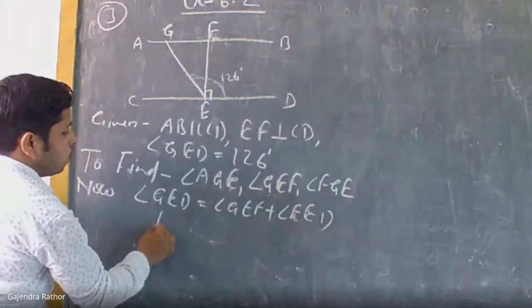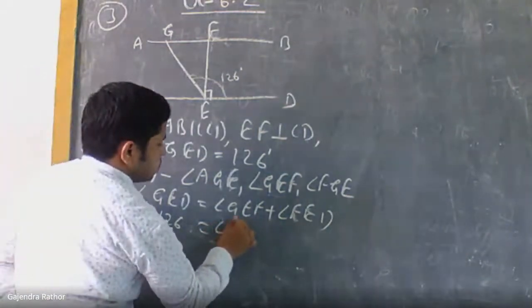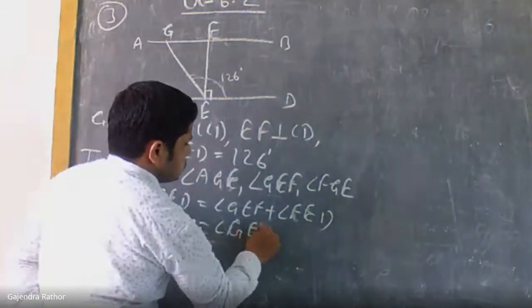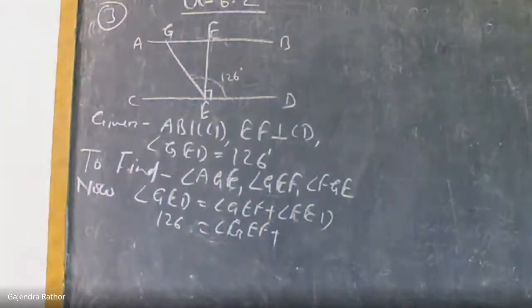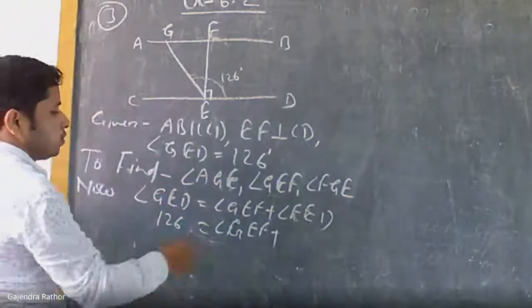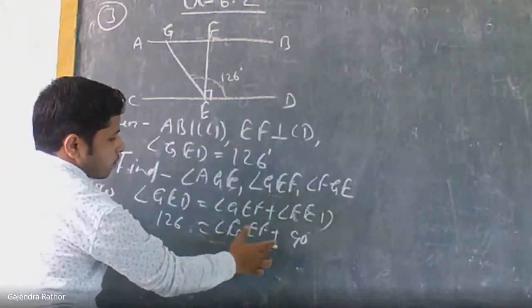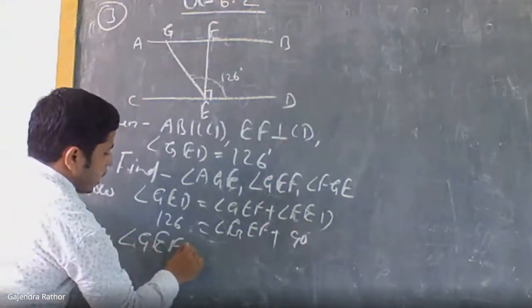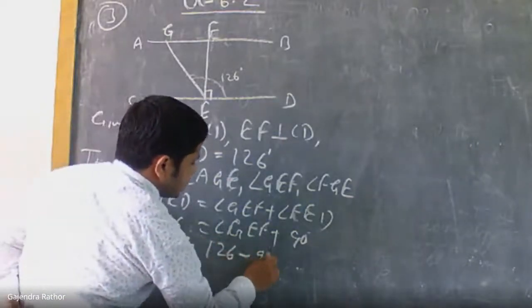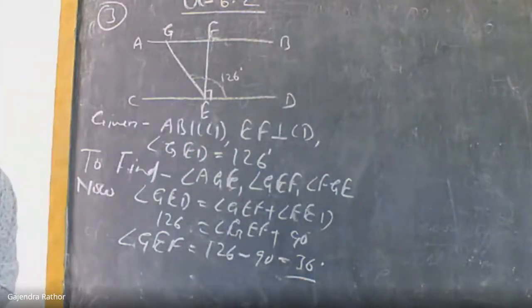So GED is equal to 126. GEF we have to find. What is the value of FED? Please reply. What is the value of angle FED? That is the right angle, so this will be 90 degrees. So we have to find only GEF. Transferring 90 to the LHS, remaining GEF is equal to 126 minus 90, which is equal to 36 degrees. So we found one angle.